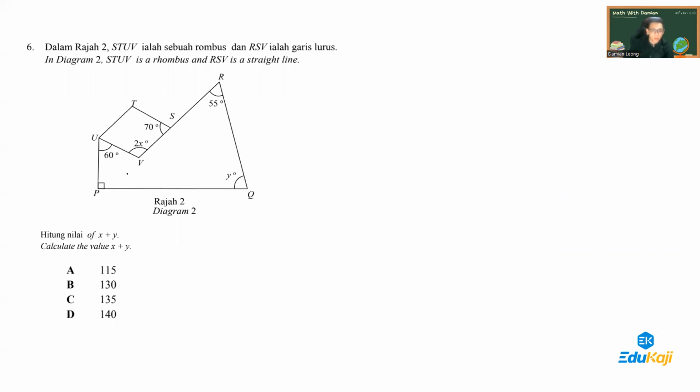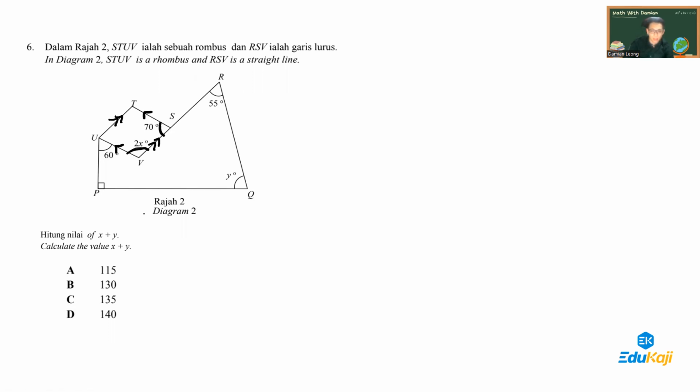Question 6. Find the values of x plus y. So this one, I know that STUV is a rhombus. Rhombus means these two lines are parallel, and these two lines are parallel. So 2x and 70 here, I can use the parallel lines.